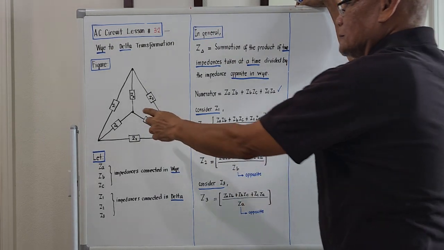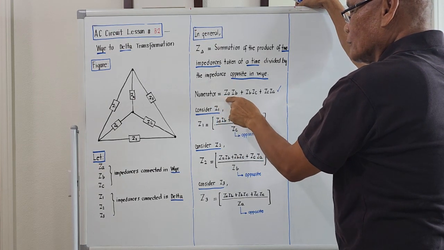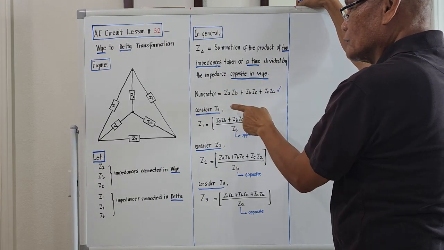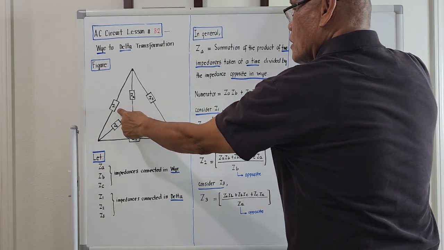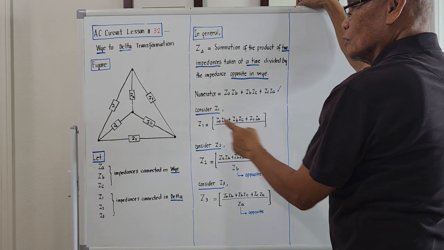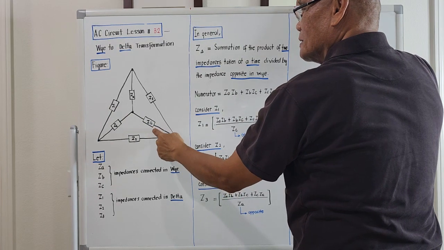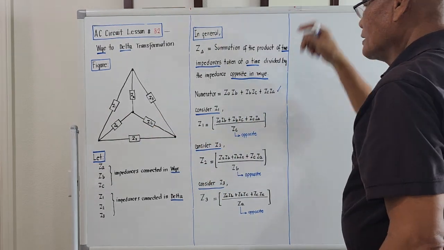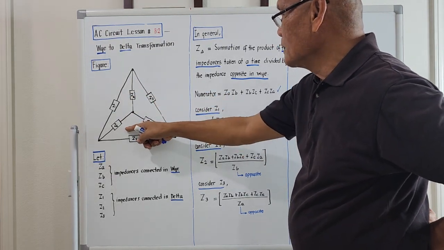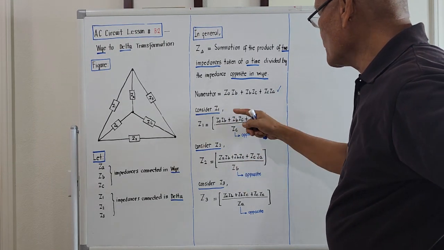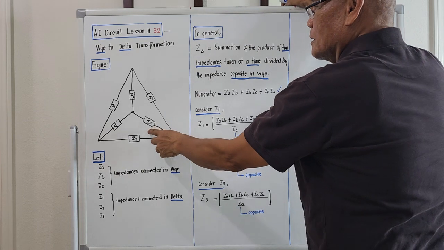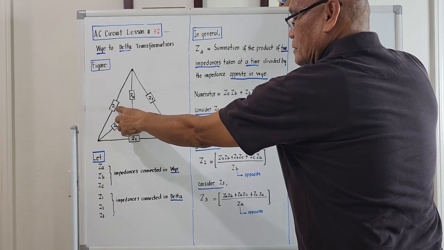To compute for the value of Z1, it will be this value here divided by the opposite impedance in Y. If we consider Z sub 1, the opposite of this in Y is actually Z sub C, so the denominator is Z sub C. The numerator is the summation of the products of two impedances taken at a time: Z A Z B, Z B Z C, and Z C Z A. For all of Z1, Z2, and Z3, the numerator is the same, but for Z1 the denominator is its opposite in the Y connection, which is Z sub C.